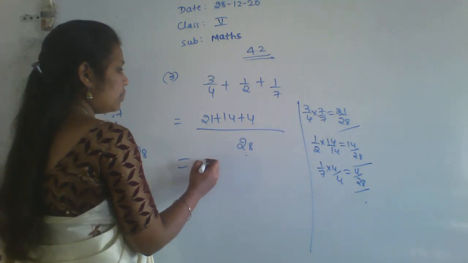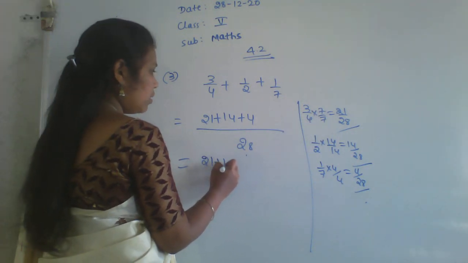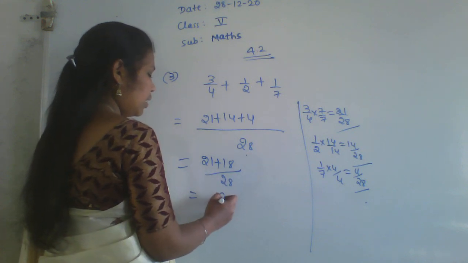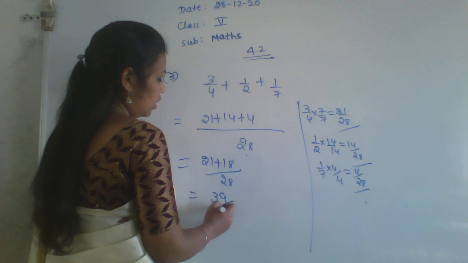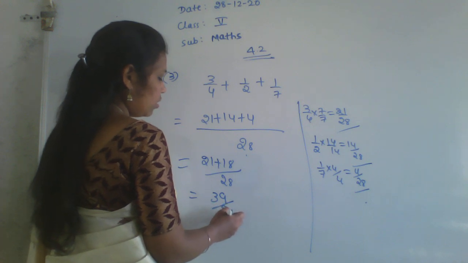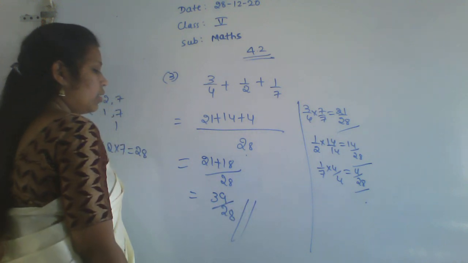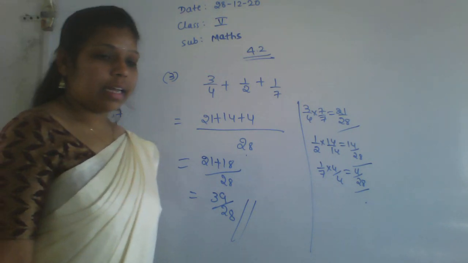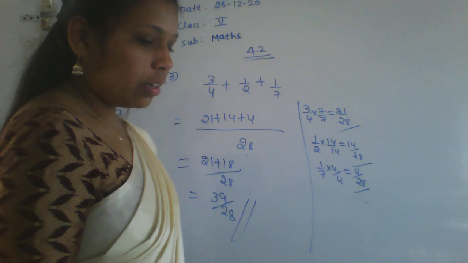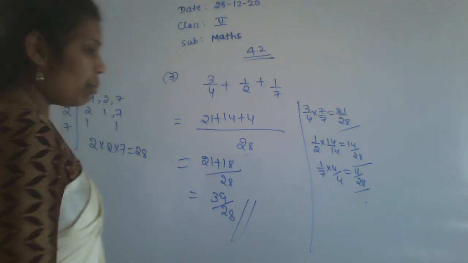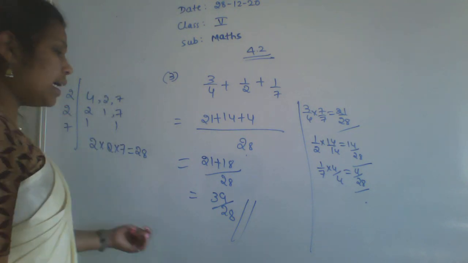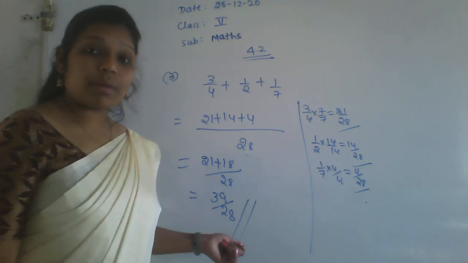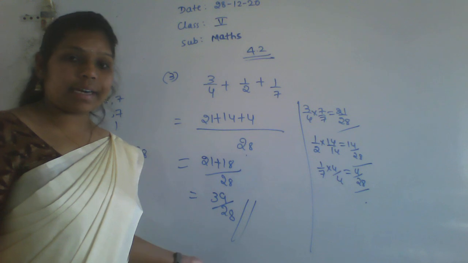So that is 21 plus 18 divided by 28. It is 39 by 28. Okay. The answer is 39 by 28 kilometer. So you can make it into a mixed fraction or else write like this one. Both are correct. You can make this one into a mixed fraction, otherwise write this one only.